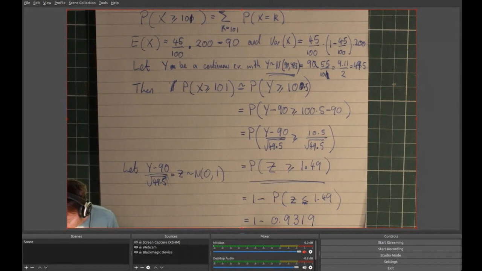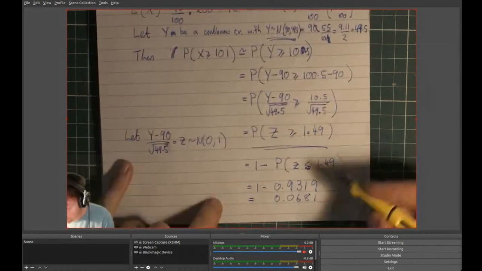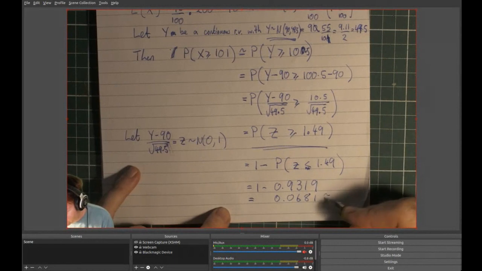which is, what's it going to be? 0.0681. Hooray! Oh, sorry, you can't see that. So, which is about 7%.